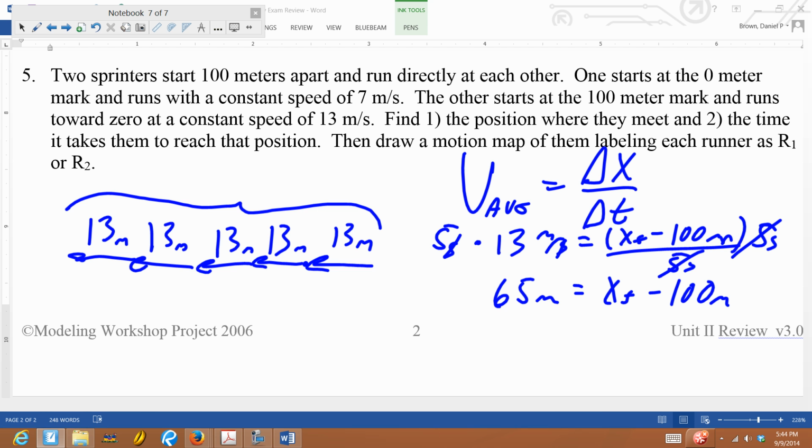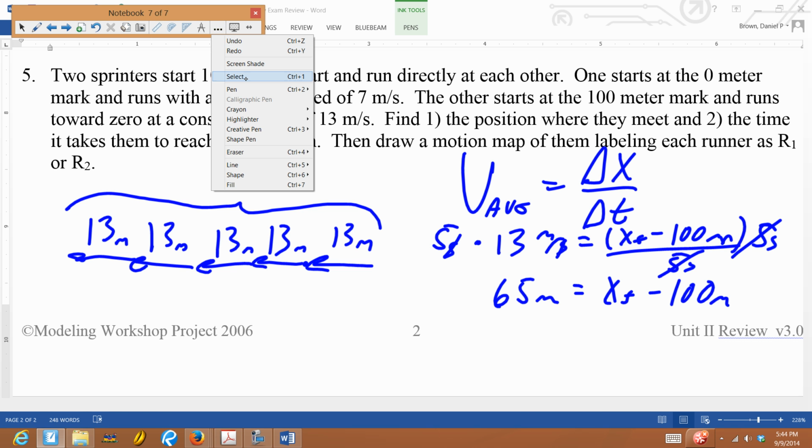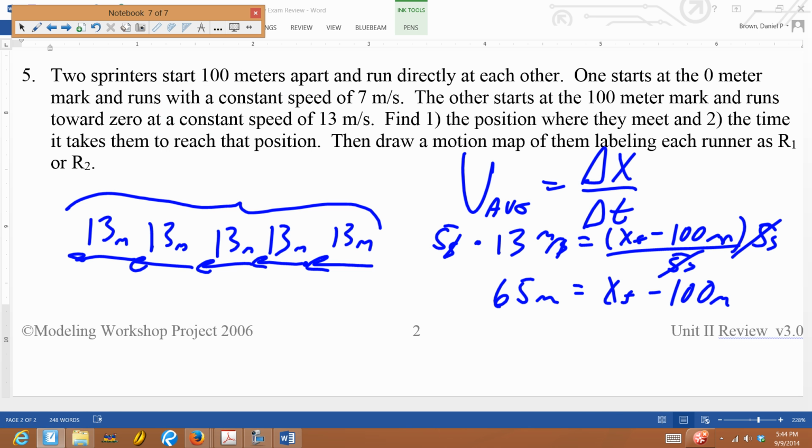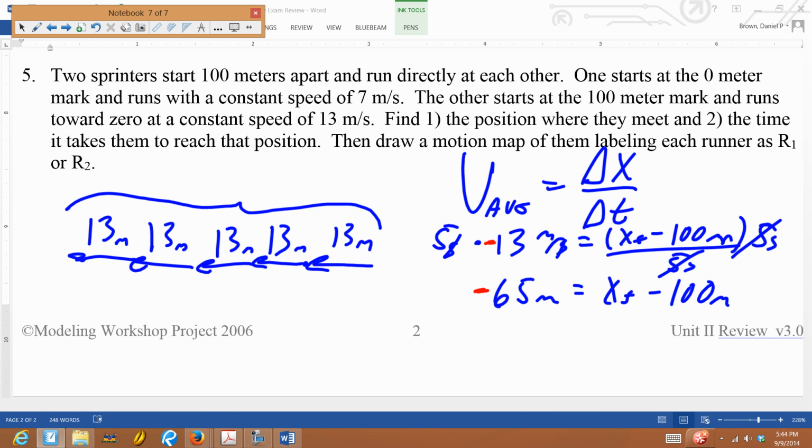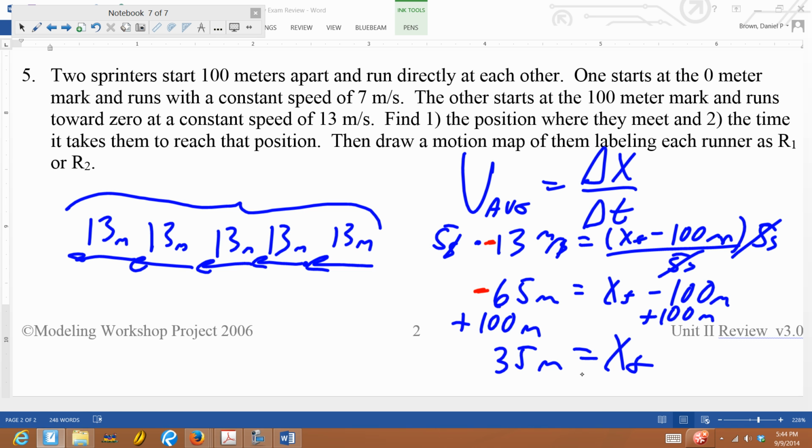Looks like I've dropped a negative sign here somewhere. Oh, there's a negative sign I dropped. I see it now. So I was about to get 165 for my answer. That would be really nice. Let's remember this velocity was a negative 13, which gives me a negative 65, which helps me not to have 165 for my answer, which would disagree with all the rest of the answers. So here I'll add in 100 meters to both sides of the equation, and this becomes 35 meters equals x final.